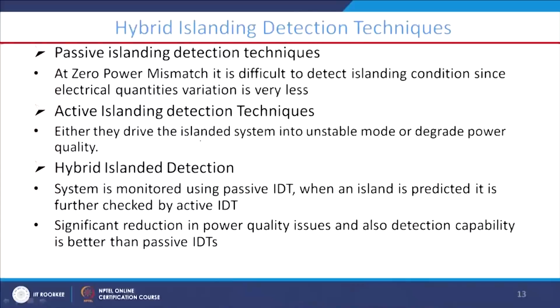Now, similarly for this hybrid system, what happens, we just combine both passive and active techniques together, so that we can remove the NDZ problem, as well as try to minimize the power quality threat, or minimize the percentage of the DG going into non-stable mode of operation. That is the main aim of this hybrid islanding detection technique.